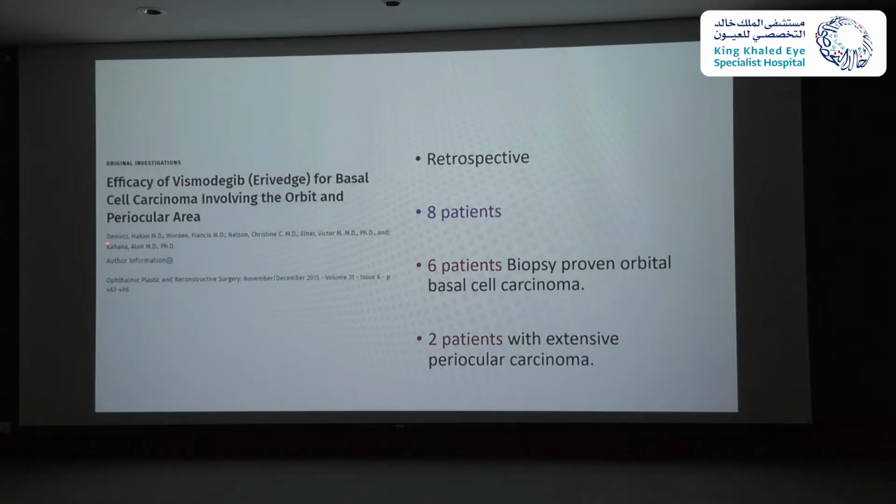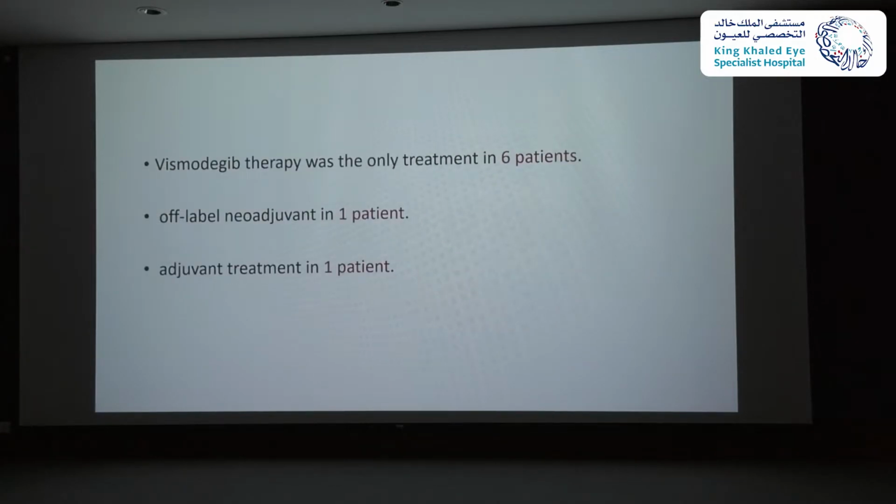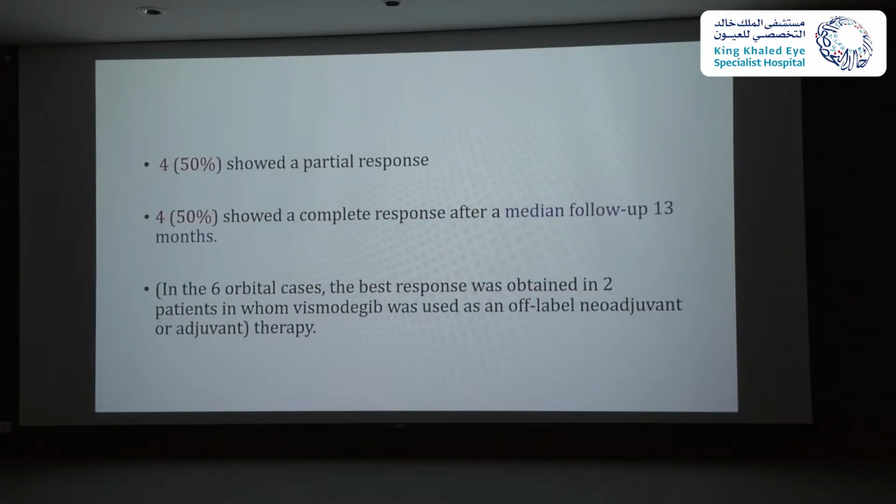This is another study by Demercy. It was a retrospective study, 8 patients, 6 of them had biopsy-proven orbital basal cell carcinoma, and 2 had extensive periocular basal cell carcinoma. And 1 of the 2 had basal nevus syndrome. Same protocol. The 6 patients received vismodegib as the only or primary treatment. 1 patient had it as an off-label neoadjuvant treatment before surgery, and 1 had it after surgery as an adjuvant treatment. 50% showed partial response, 50% showed complete response after a median follow-up of 13 months.